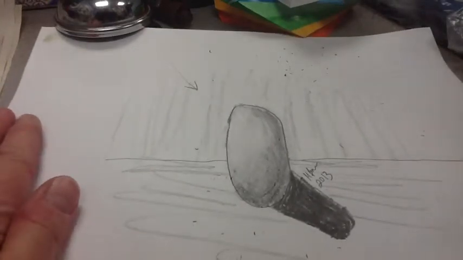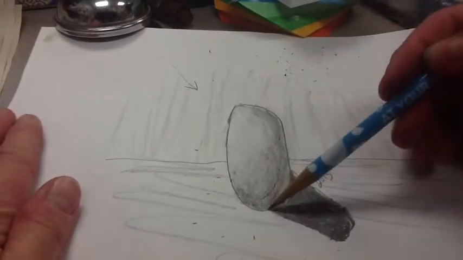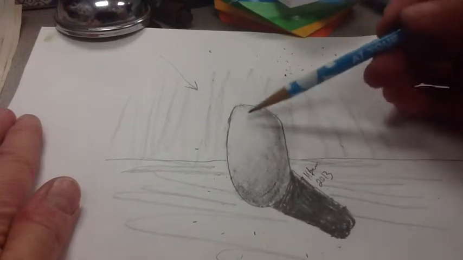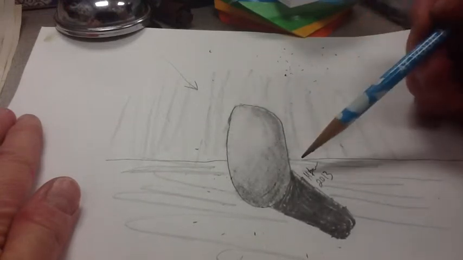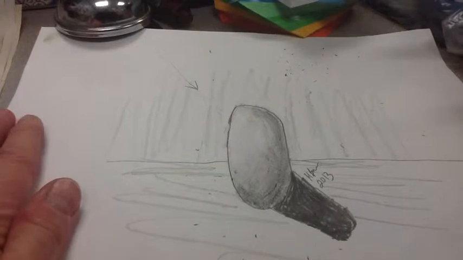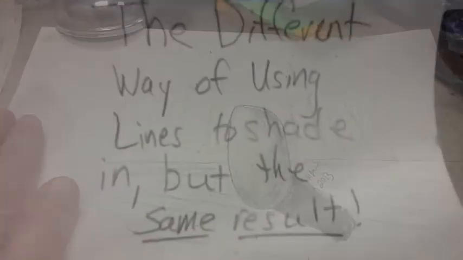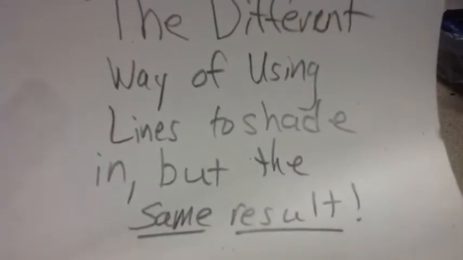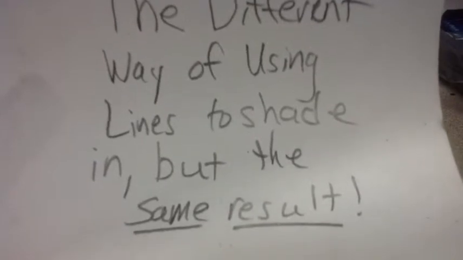There you have a three-dimensional shape, with height, width, and from front to back depth, an illusion on paper with shading. A different way of using lines to shade in, but the same result.